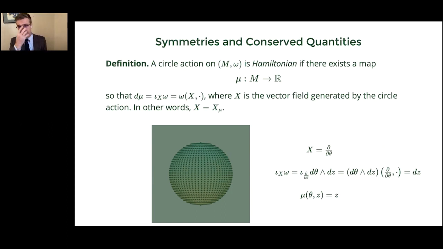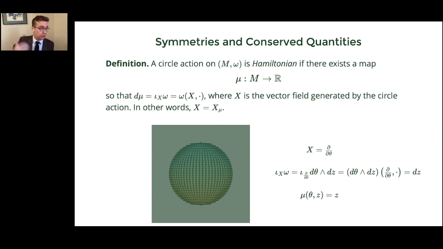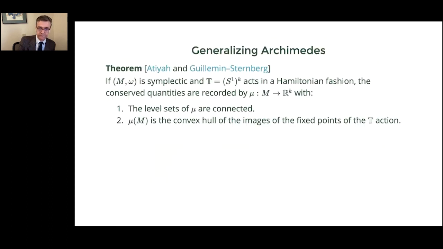And I should have said on here, but didn't, that this map is usually called the moment map or the momentum map. So this is a Hamiltonian circle action, and the moment map is just z. You should think of this map as recording conserved quantities of the symmetry. If I rotate the sphere around the North Pole, I'm not changing the z coordinates of points on the sphere. So z is a conserved quantity of this system. And this is a way of formalizing this idea that if I have a symmetry, there's an associated conserved quantity. The conserved quantity is exactly what this function gives you, this moment map.